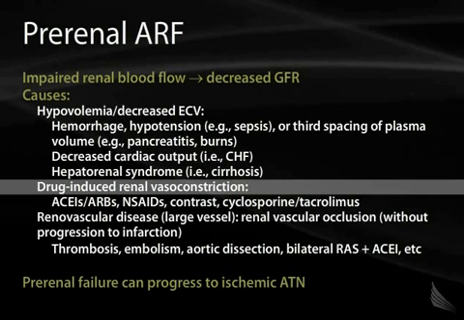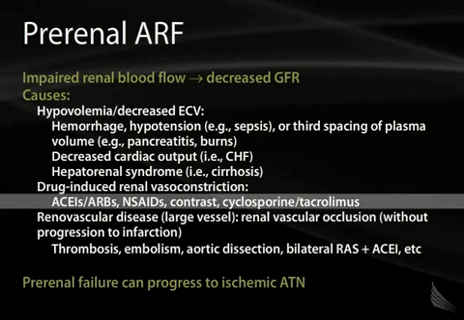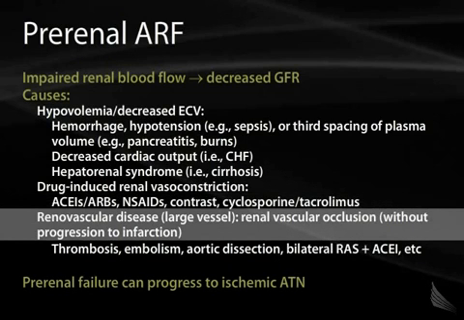Alternatively, drug-induced renal vasoconstriction due to medications that affect the angiotensin II system, nonsteroidals, IV contrast, or calcineurin inhibitors such as cyclosporin and tacrolimus cause preferential decreases in renal blood flow. This decrease in renal blood flow can then manifest as decreased GFR and prerenal acute renal failure. Finally, large vessel renal vascular disease can also manifest as decreased GFR.